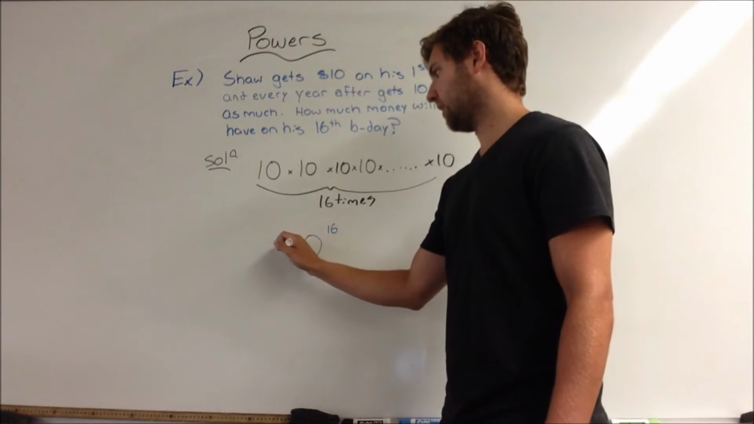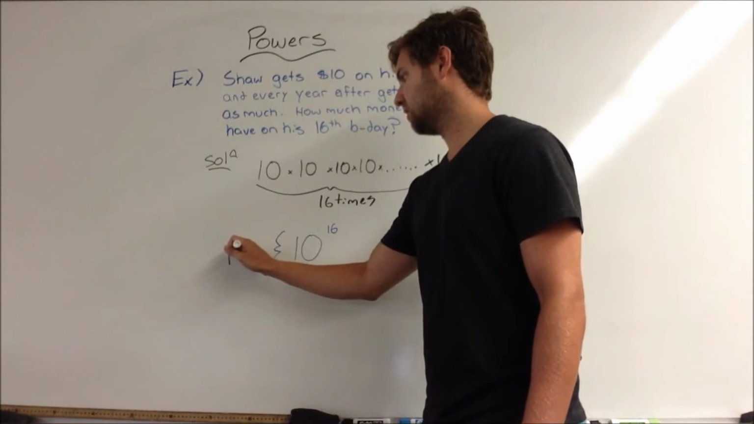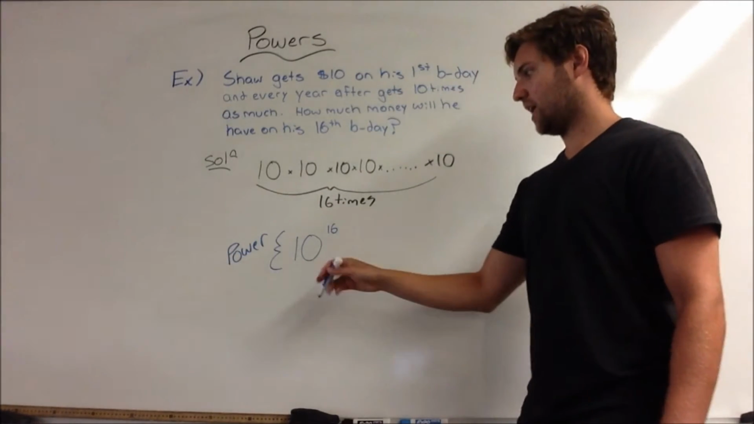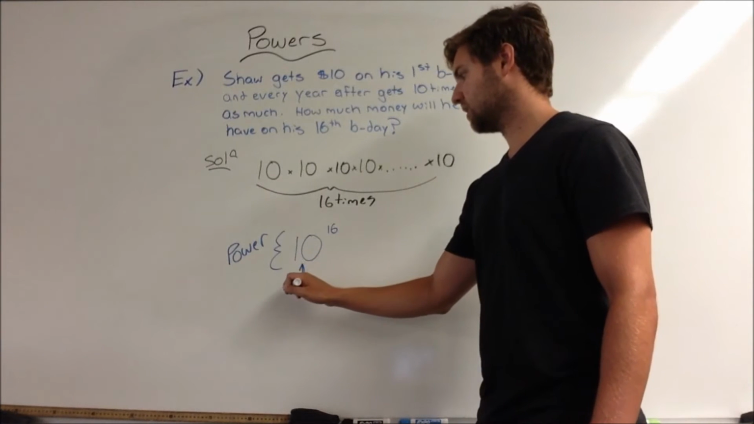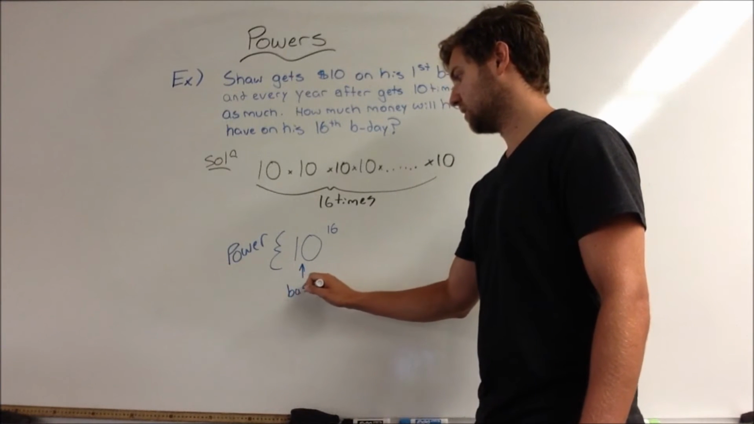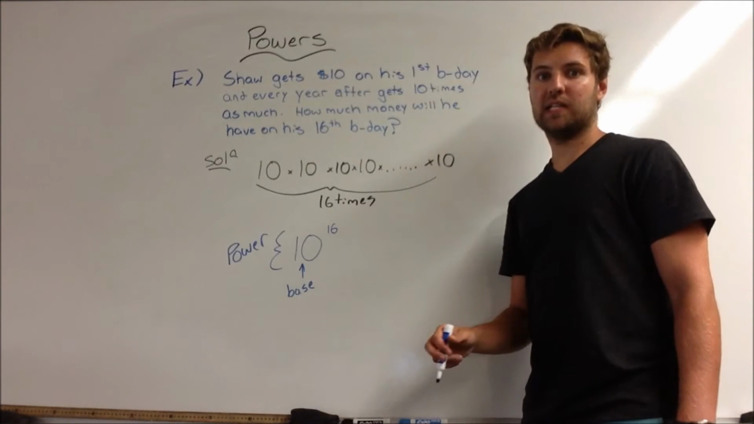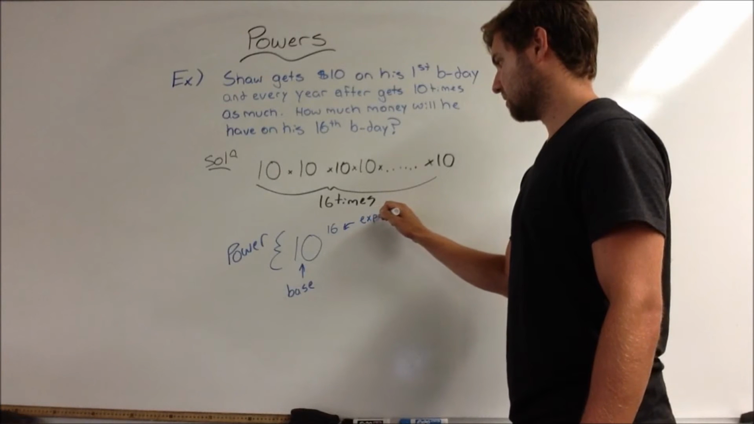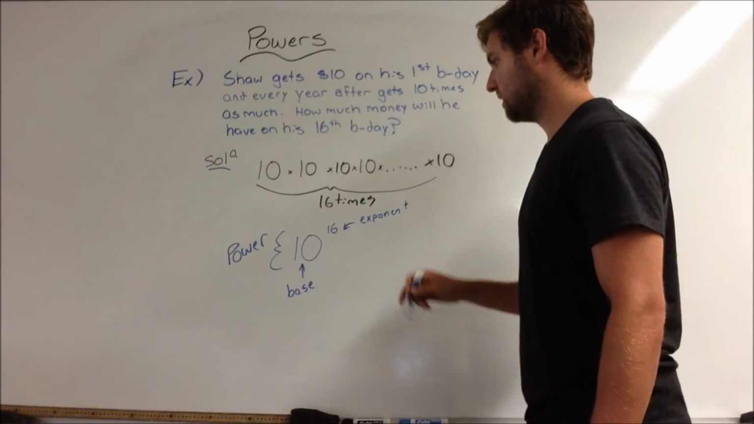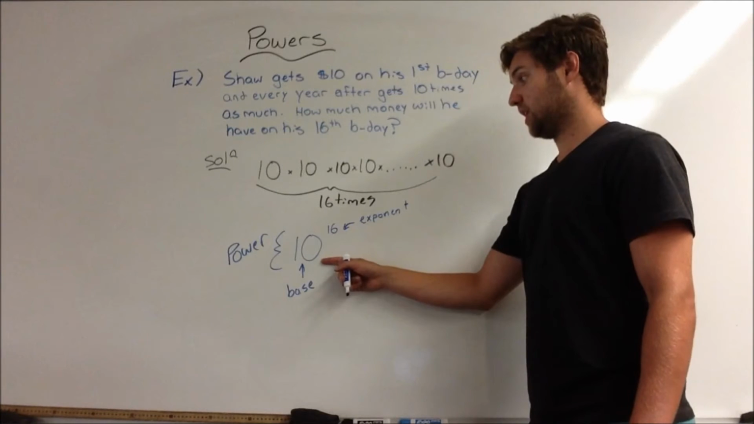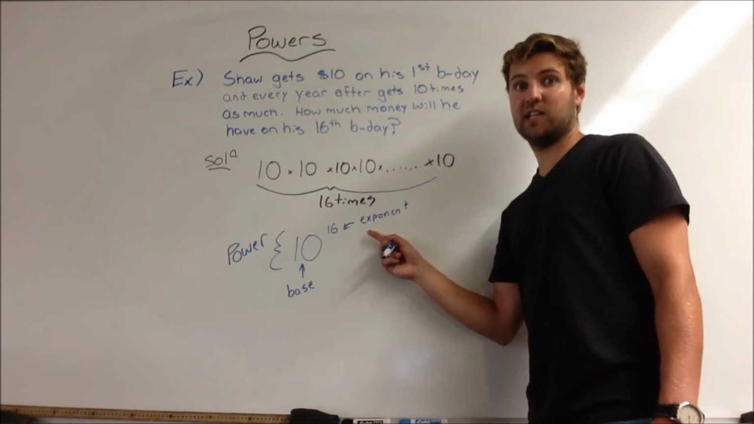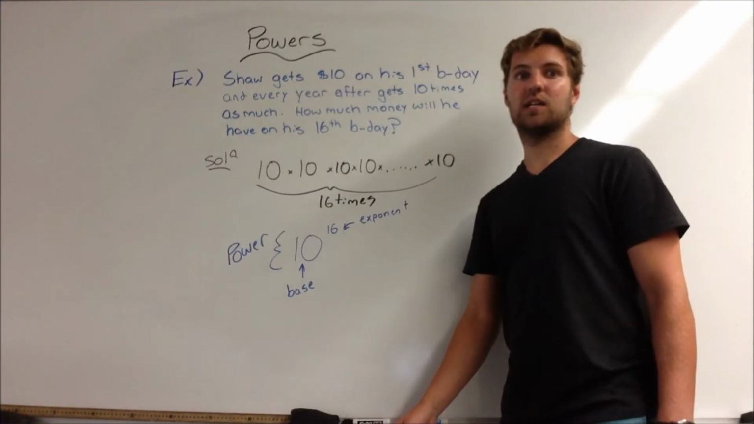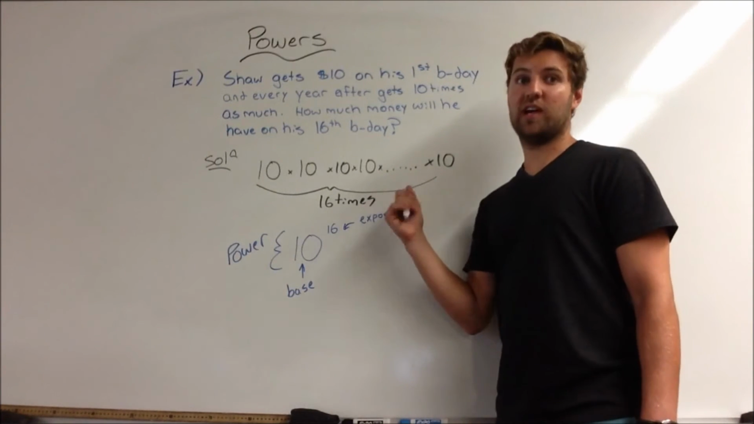So this whole thing here is called a power. Okay? The 10, the bottom part of it, is called our base. So this power has base 10. And this little number up at the top here is called the exponent. And this means 10 to the exponent 16, is what we say. And it means 10 multiplied by itself 16 times. And it's nice we don't have to write it that many times.